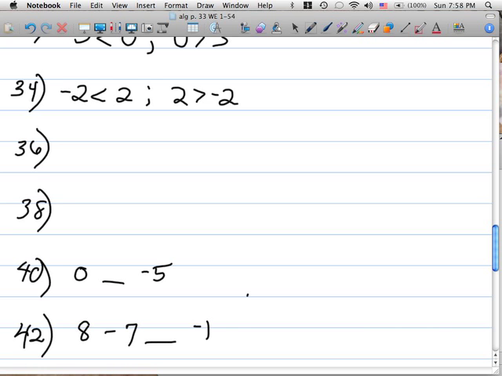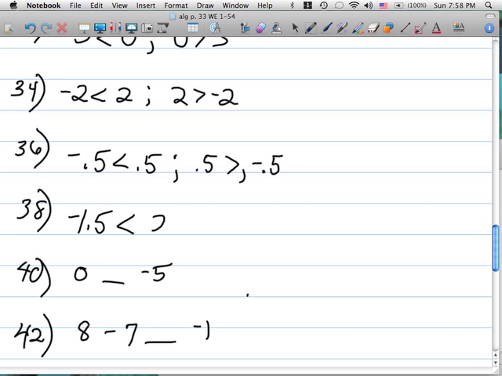36, they have a point at -1/2 and 1/2. Our -0.5 is less than 0.5. Now the greater than, 0.5 is to the right of -0.5. You can use the half if you wish. 38, we have a point between -1 and -2 halfway, so that's -1.5, is less than, and the second one is between 2 and 3, so halfway, so less than 2.5. Turn it around, 2.5 has to be greater than -1.5.